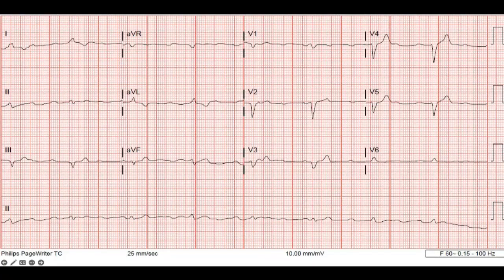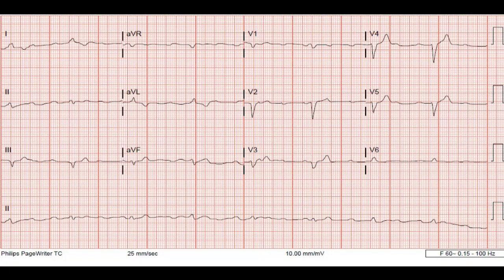So we obtain her EKG, and we find her to be in a 3rd-degree block. We see P waves that are pretty much regular in nature, but have no relationship with her QRS. So we have an idea what's causing pretty much her bradycardia here and potentially her hypotension.